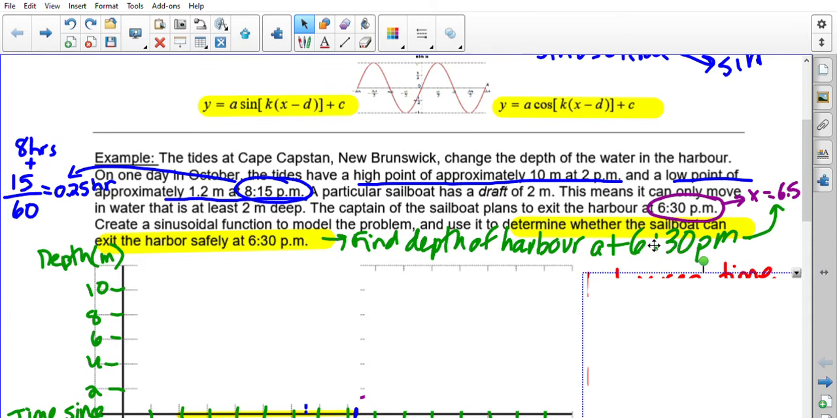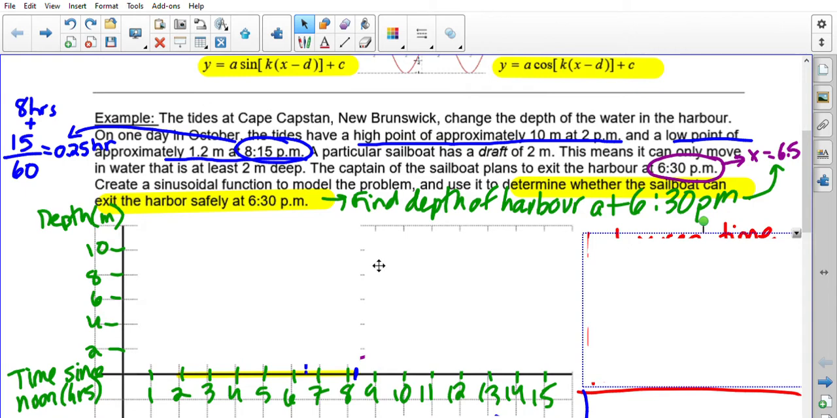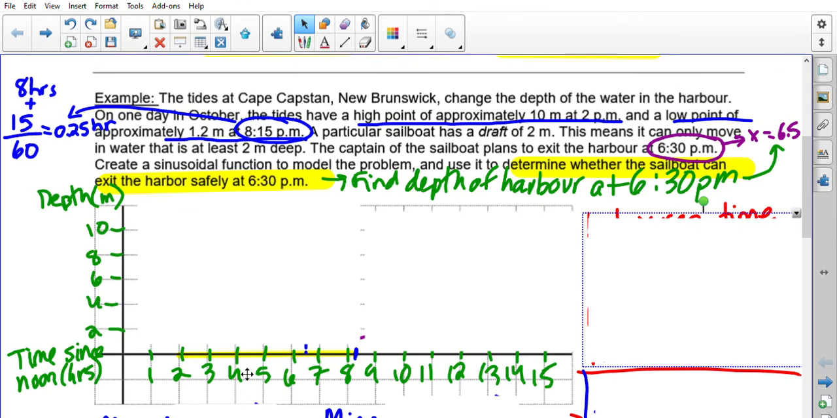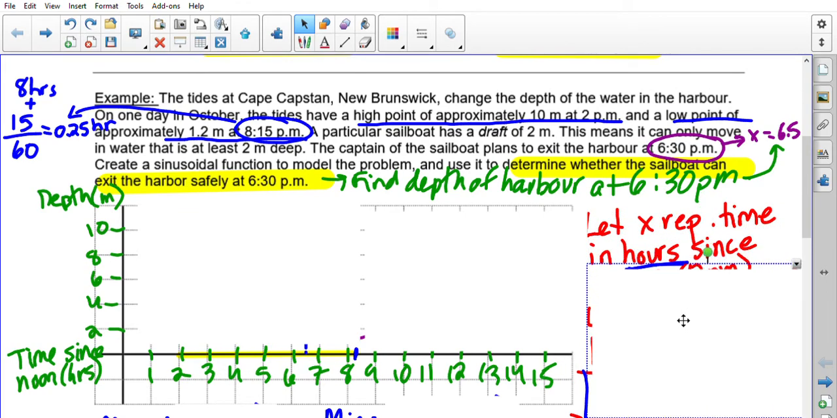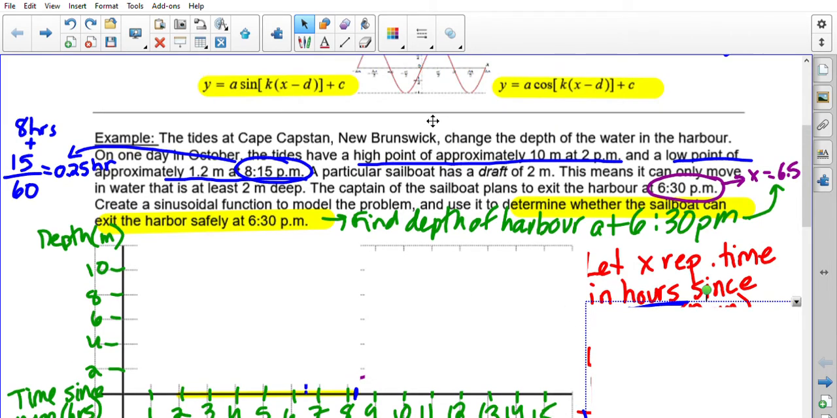harbor at 6:30 p.m. So our first step here is that we have to determine what our variables are going to be. So because we're always comparing time and depth, we know we're going to say let x represent time in hours. When you're working with times on a clock, you're going to want to designate a starting point. So you're going to want to say let x represent time in hours since midnight or since noon. And then you count the number of hours since that, or you can make it any starting point.